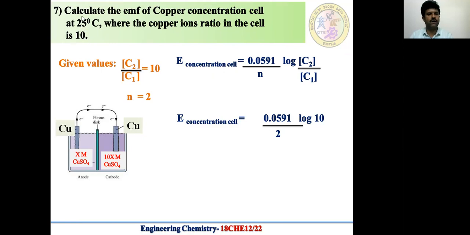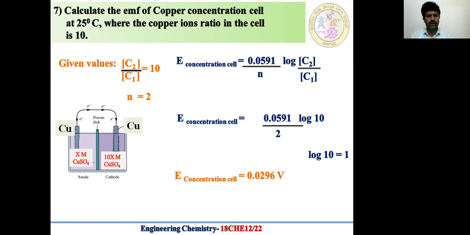Because it's at 25 degrees, we can choose the equation at standard condition. Then E of the concentration cell is equal to 0.0591 divided by 2, log of the ratio C2 divided by C1, which is 10, and log 10 is equal to 1. Hence, the EMF of the concentration cell is equal to 0.0296 volt. So this is about problem number 7.